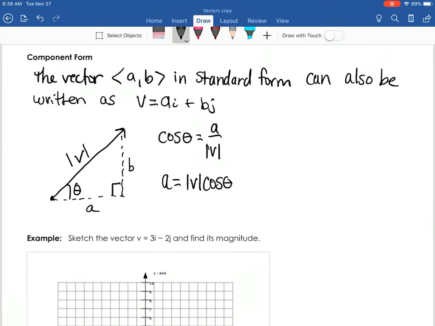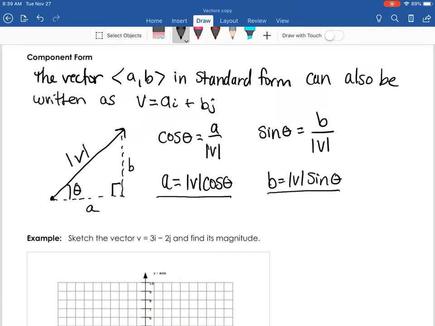To find our vertical component, I would do the same thing, but I would use sine because we're looking at the opposite side. So sine of the angle is b, which is our opposite, over our hypotenuse, which is the length of the vector. And then again, doing some cross multiplication, I get that b is equal to the length of the vector times sine of the angle. So this is how you find your horizontal and vertical components if you need to.